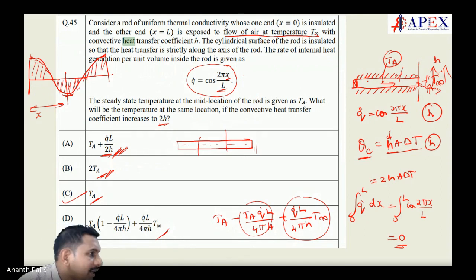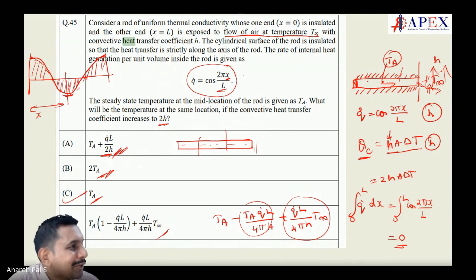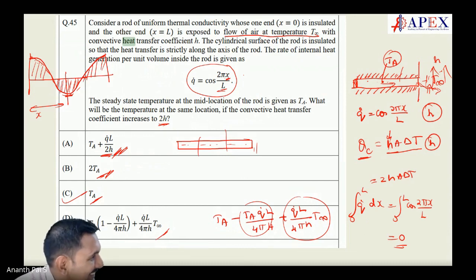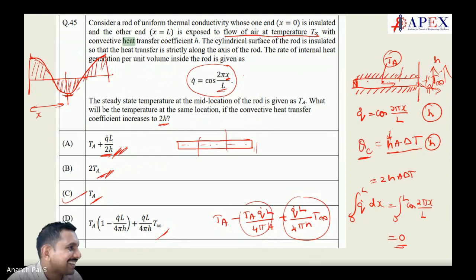So when there is no net heat generated at all, whether you have H, 2H, 10H, 20H, it's still the same. Every point, the temperature will not be the same, but we are talking about the midpoint here. At other places it changes. But that is the idea.